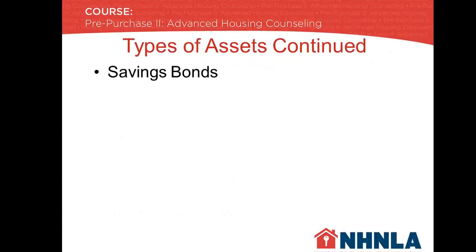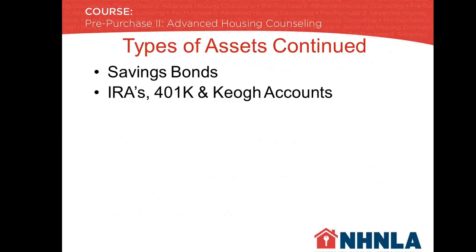On the next slide, we have other assets to consider: savings bonds that may be cashed for the purchase, or using an IRA, 401k, KEOGH account, or a SEP account. But of course, you must help the client weigh the costs and penalties of cashing out investment accounts against the benefit. Often the cost is too high for the benefit.